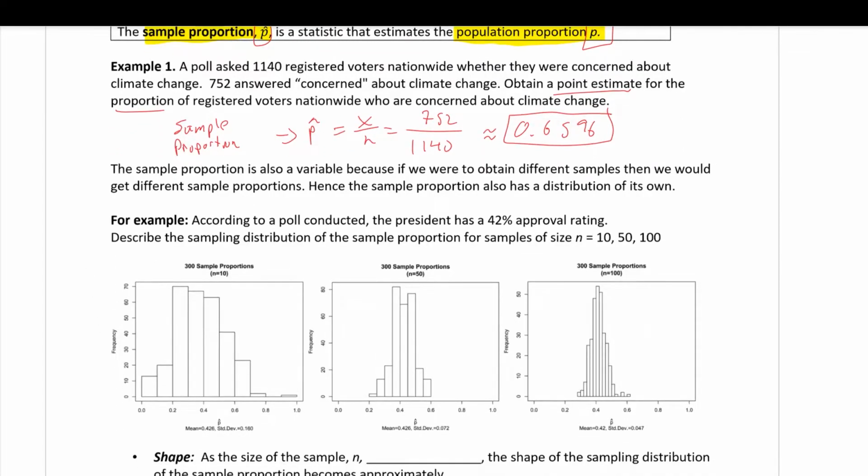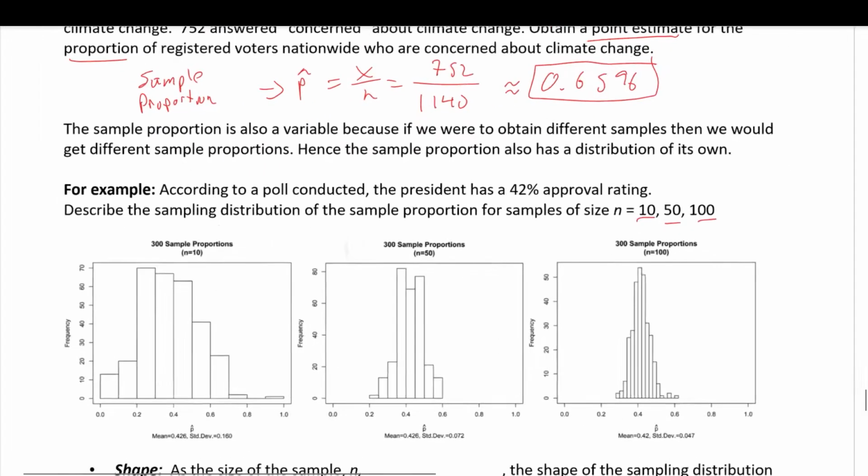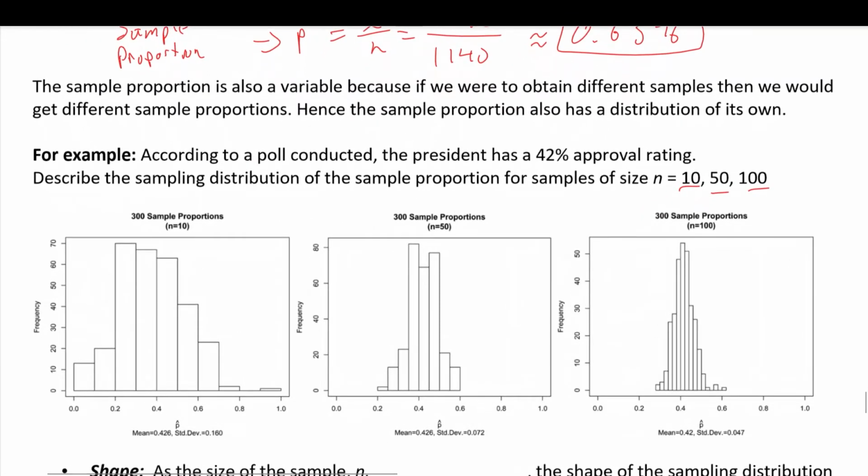For example, according to a poll conducted, the president has a 42% approval rating. Describe the sampling distribution of the sample proportion for samples of size 10, 50, and 100. Each one of these pictures, it's kind of hard to see, let me zoom in a little bit, is for sample sizes of 10, 50, and 100.